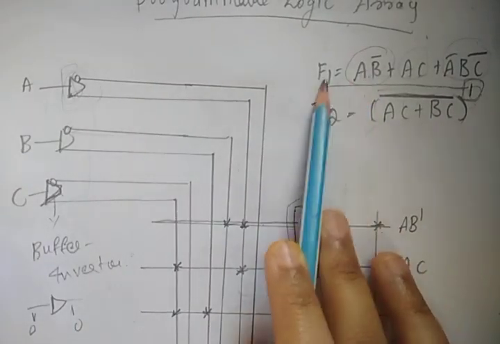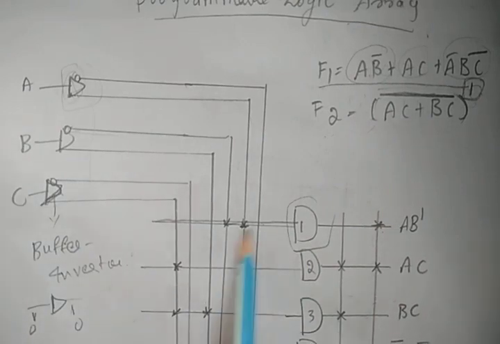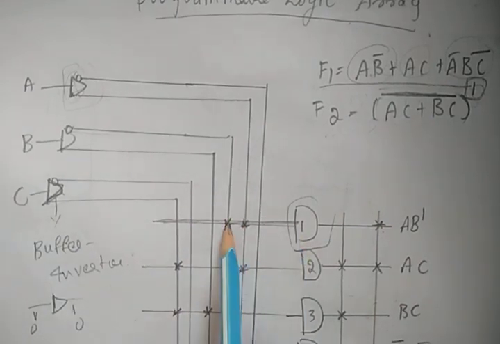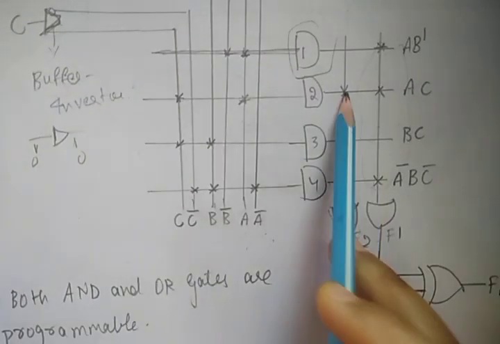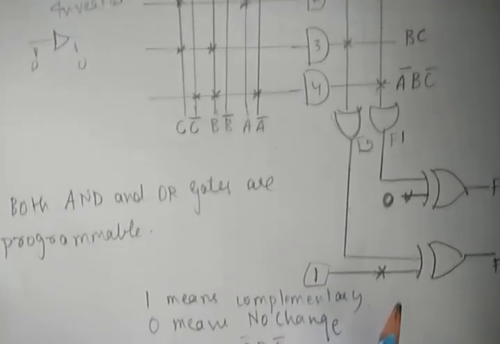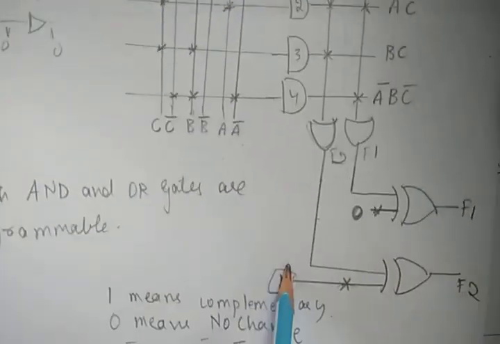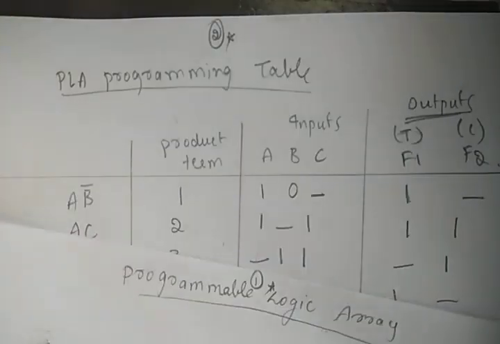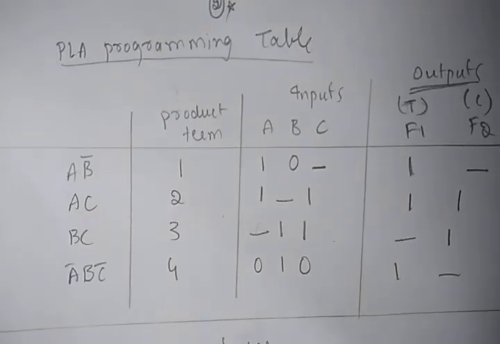Since first we concentrate on F1, first we have AB bar. First concentrate on the first AND gate, A, B bar. Next we have AC, next we have A bar, BC. All these three will form the function F1. Then the rest 2 will be in function 2. Since here we have a complementary in function F2, take it as a 1 for F2. 1 means complementary, 0 means without complementary. So that was about the diagram.